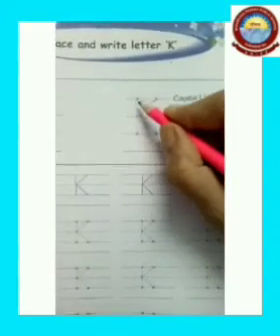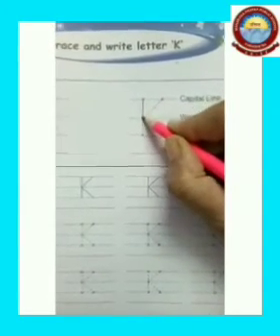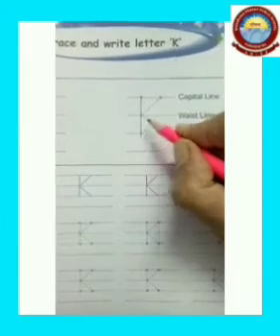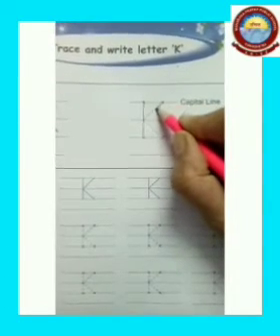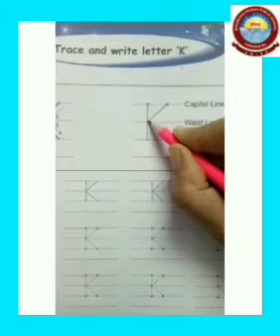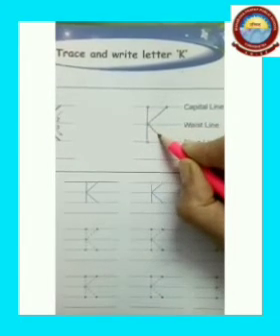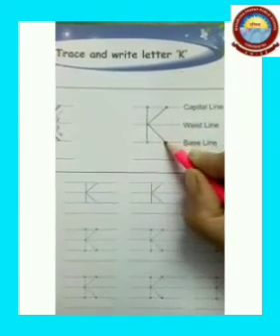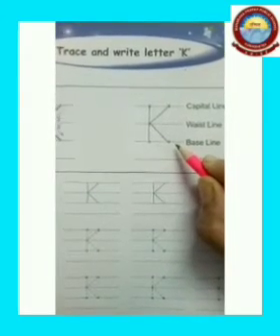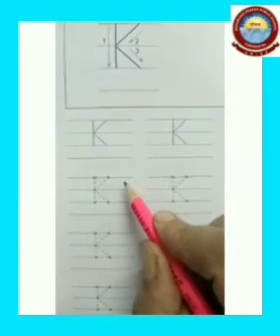Now on page number 65, we will write in first three lines, from top red line to second blue line. Okay students, let's start tracing. First draw standing line. Lift your pencil and draw left slanting line. Again make a slanting line towards right. This is letter K. Let's do more practice.